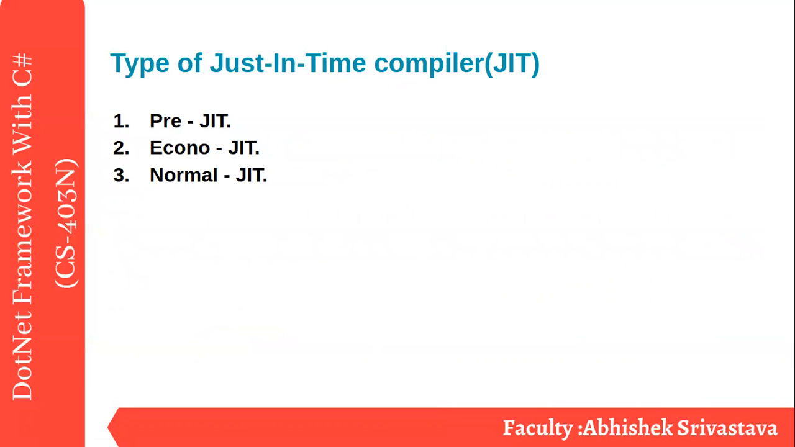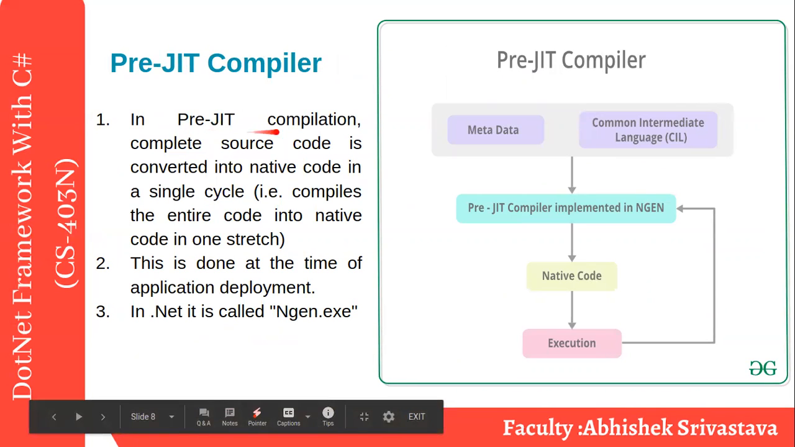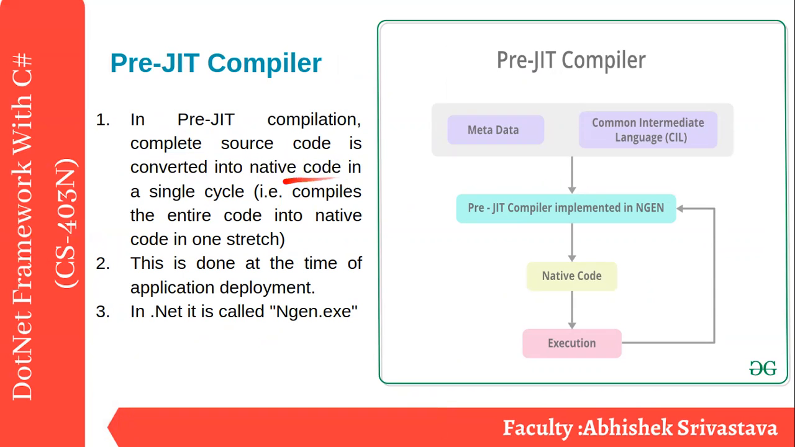The types of JIT compiler: a very important question, many times asked in your mid-sem and semester examination. So these are three types: pre, econo, and normal. So what is the pre-JIT compiler? The pre-JIT compiler converts the source code into native code in a single cycle, meaning it compiles the entire code into native code in one stretch. It is not piecing, meaning it is not splitting the code. Whatever code is given, it will convert everything in one cycle.